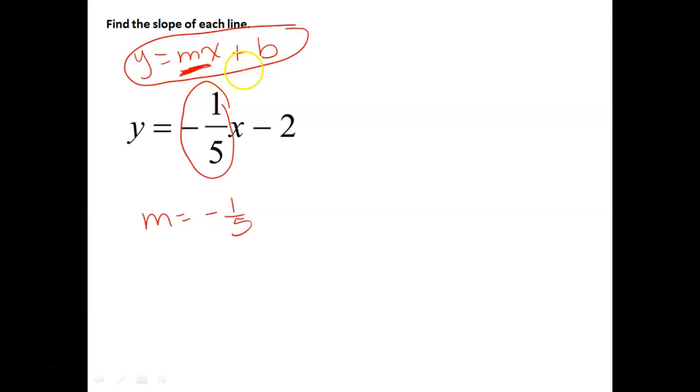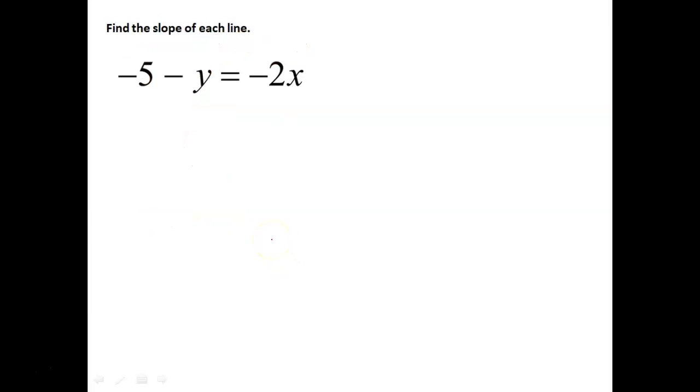Y equals mx plus b. So slope is negative 1 over 5. All right, looking at this one, we can't just say the slope is negative 2 because it has to be in y equals mx plus b form. So we're going to have to solve for y, get y by itself.